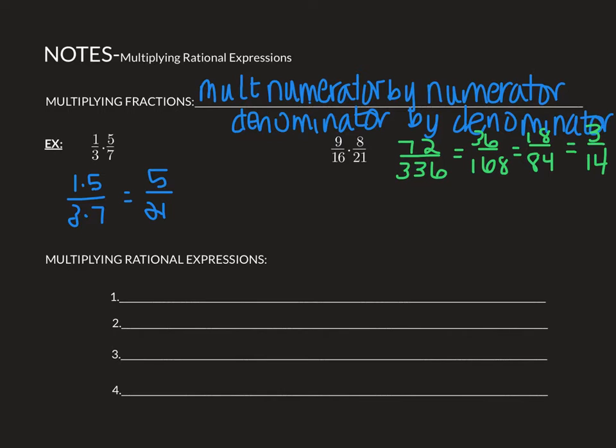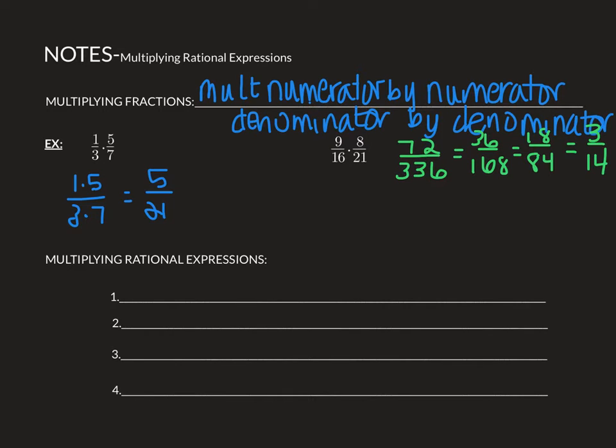But eventually it simplifies. So we start by multiplying straight across. 9 times 8, 72. 16 times 21, 336. And that gives me 72 over 336 and reduced by a factor of 2 and a factor of 2 and then a factor of 6. Happens to go into both of those. And that would be my final answer, 3/14. Okay, but there's an easier way.